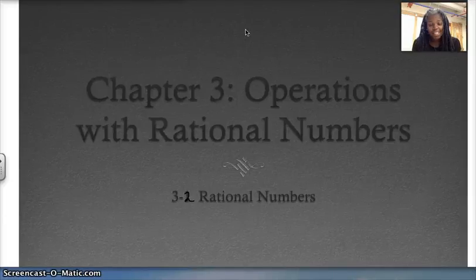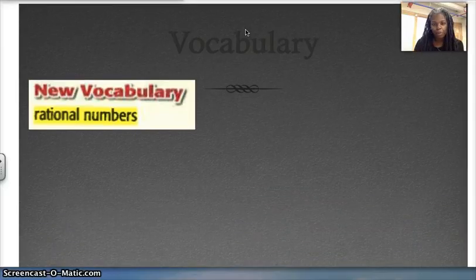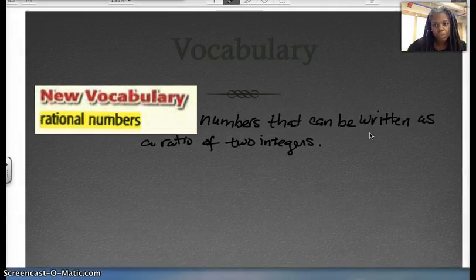Hi friends, we are in section 3.2 and we're looking at rational numbers, still in chapter 3. So let's see, we only have one vocabulary word today, and what I'd like you to do is actually write down the definition that I'm going to give you. So rational numbers are numbers that can be written as a ratio of two integers.